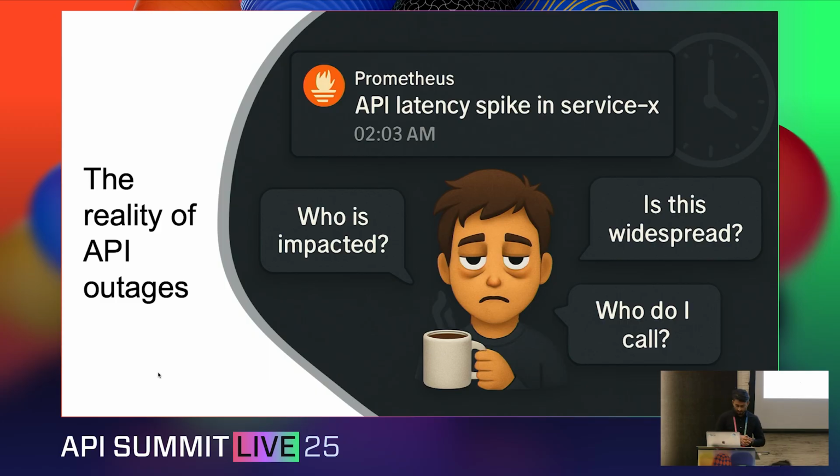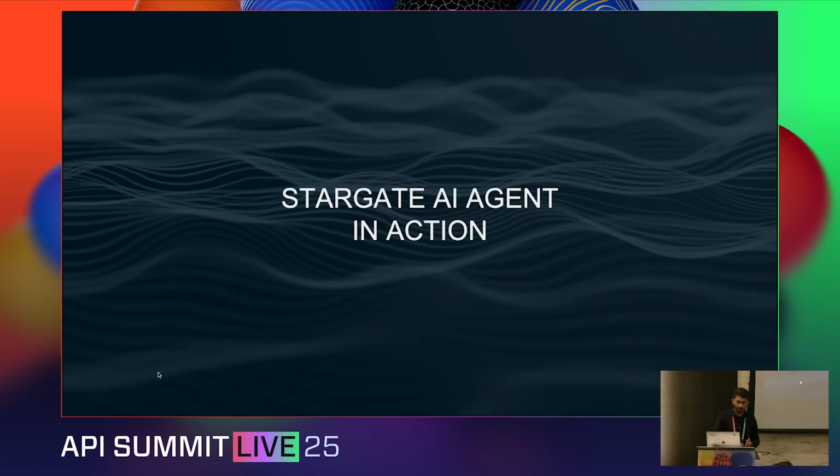And that's where we asked: can we build an agent which can do this first level of triage or become our first responder itself? And yes, that's where we built the Stargate AI agent. Without giving much description, I'll demonstrate it live. We'll simulate an incident and see how the agent behaves.